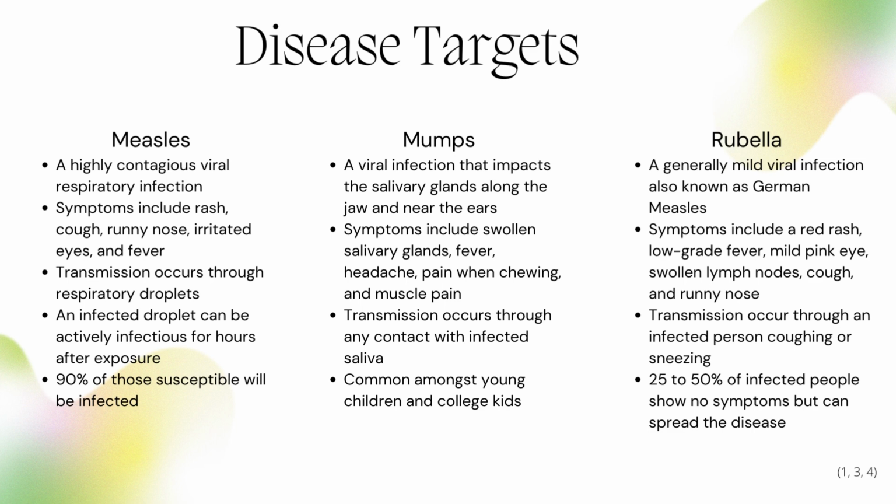This is a generally mild infection that is also known as German measles. Symptoms include a red rash, low-grade fever, mild pink eye, swollen lymph nodes, cough, and runny nose. Transmission of rubella occurs through an infected person coughing or sneezing. And then 25 to 50% of those infected with rubella will show no symptoms, however, can still spread the disease.